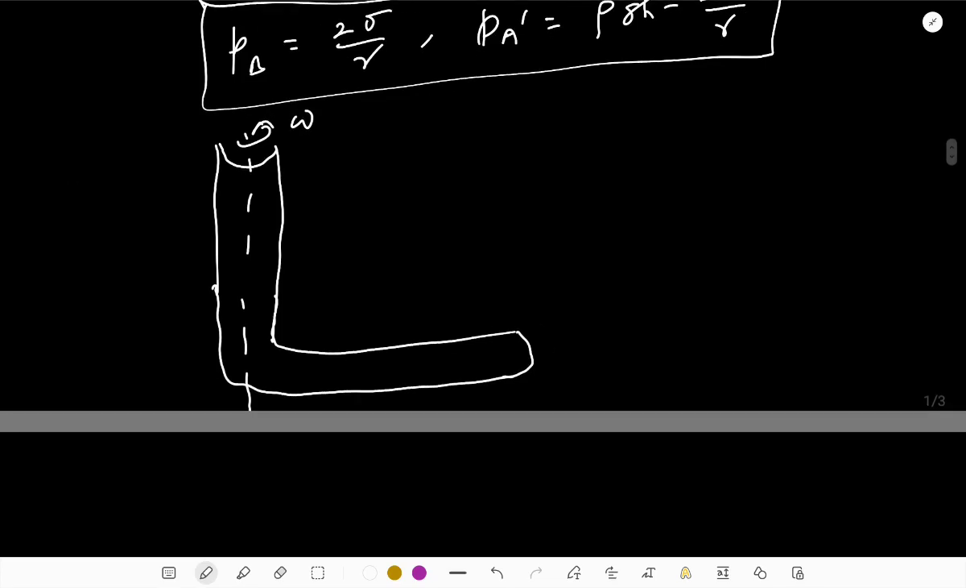So to solve this problem, its length was perhaps L, this height was H, and its whole length was L. I'm going to take the midpoint of the horizontal elbow of the capillary, which will be at a distance L by 2 from both ends. I am going to take two symmetric segments.